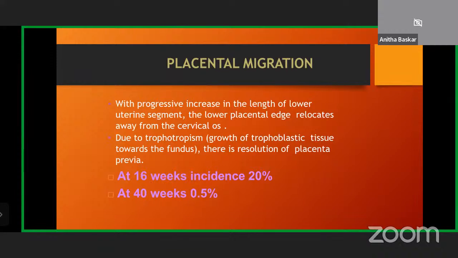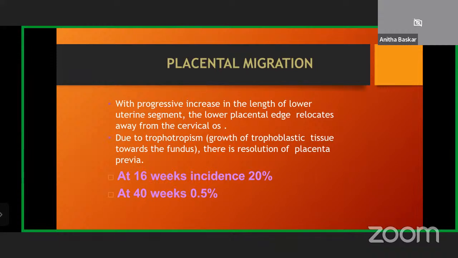What is that placental migration? Due to the differential growth with the progressive increase in the length of the lower uterine segment, the lower placental edge relocates from the cervical os. Due to trophotropism, the growth of trophoblastic tissue towards the fundus, there is a resolution of placenta previa. This is very, very important.